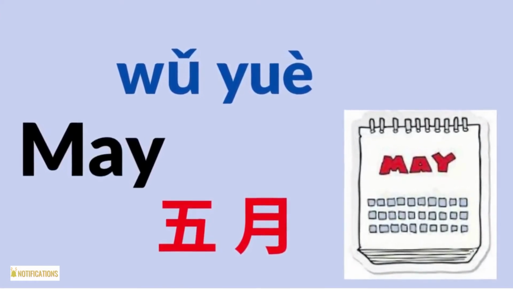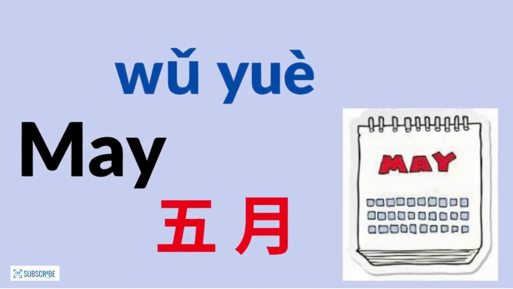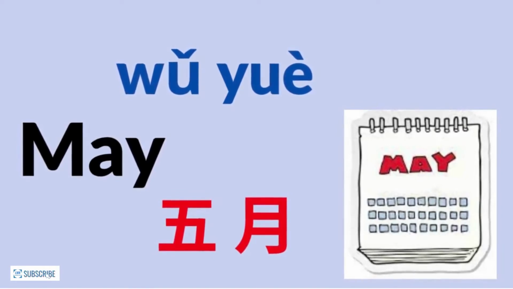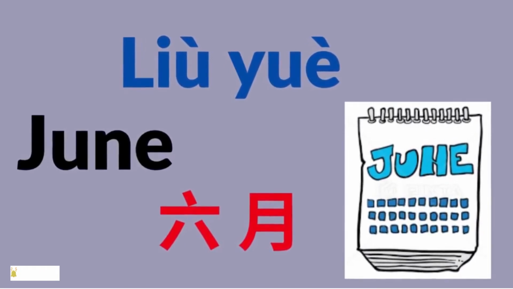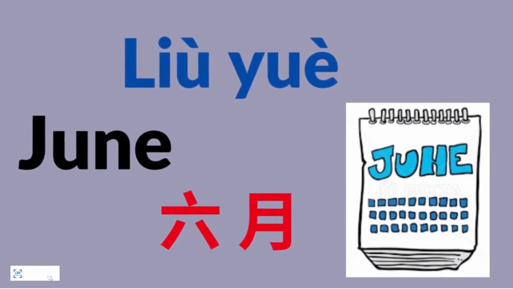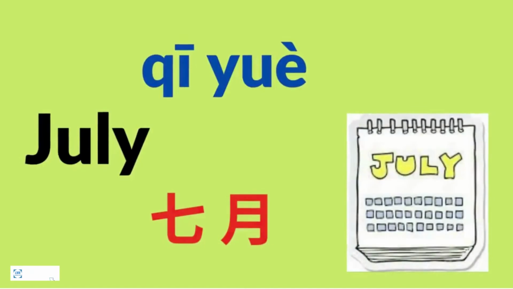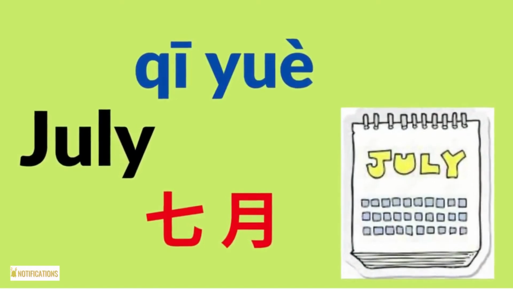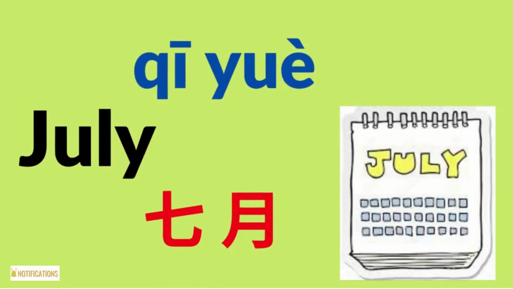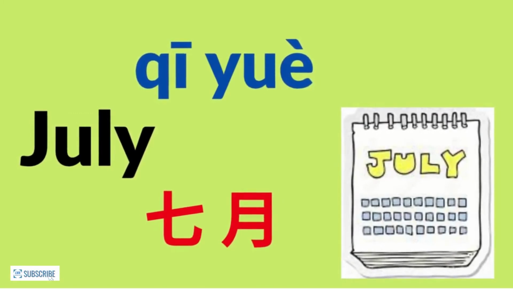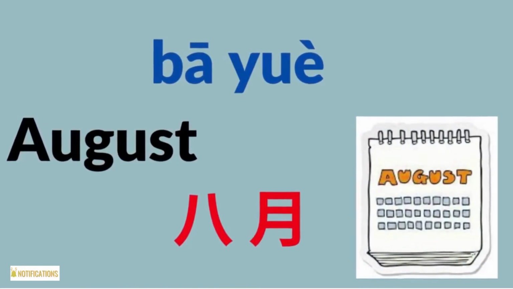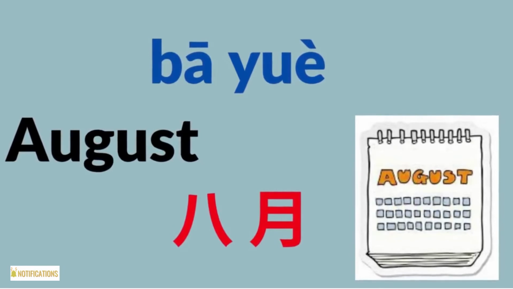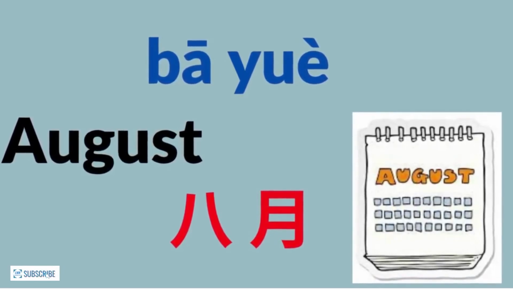May, the fifth month, is Wu Yue. June, the sixth month, is Liu Yue. July is Qi Yue. August is Ba Yue.